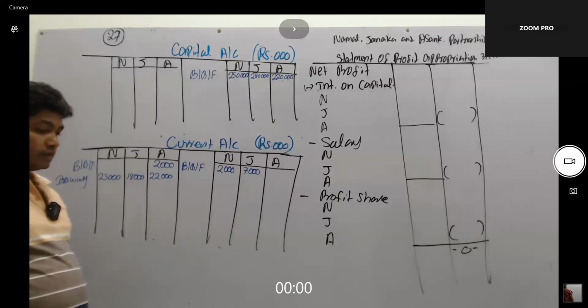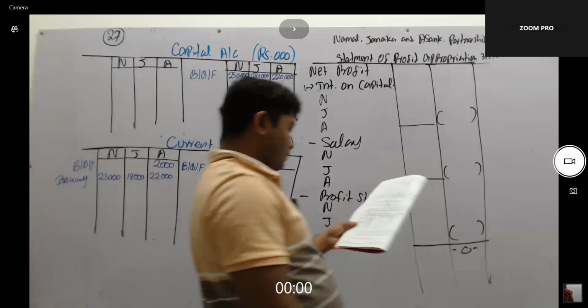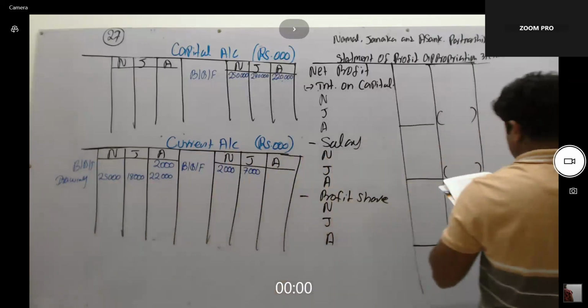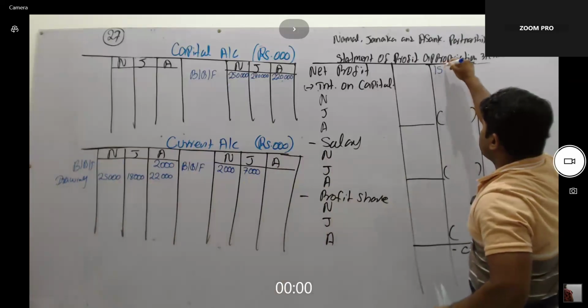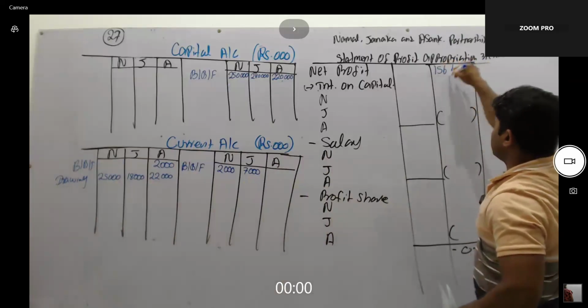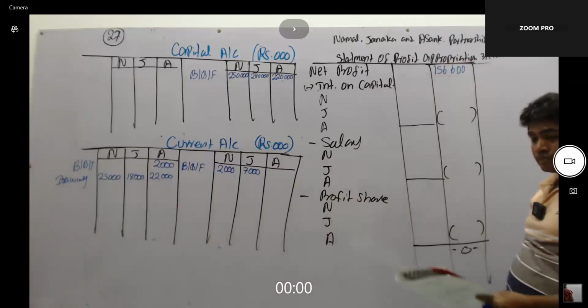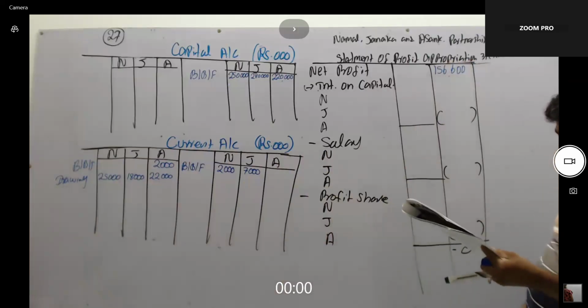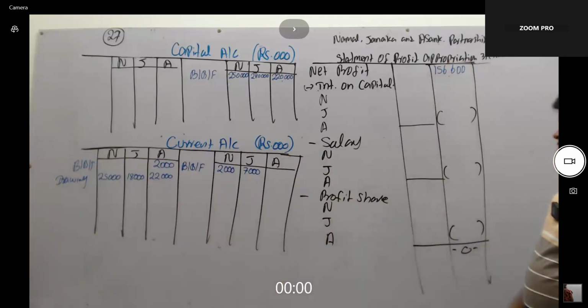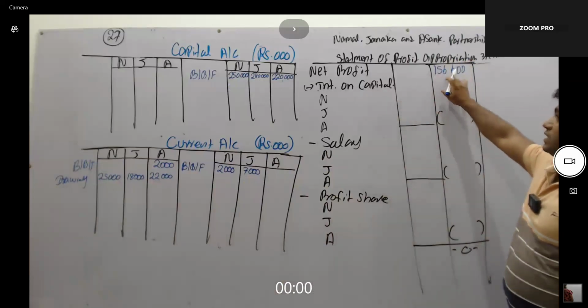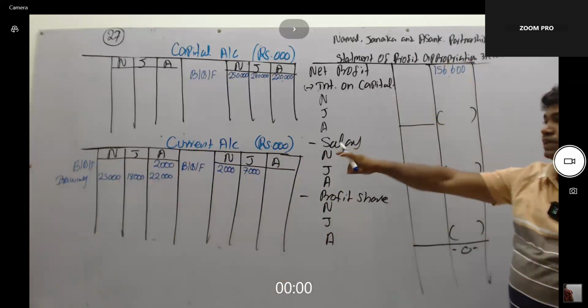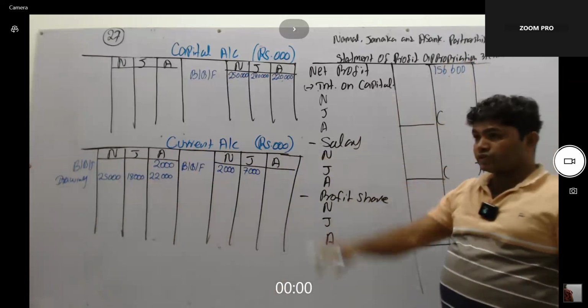There are 3 partners. Net profit is also given: 156,600. Think about profit; you have to know how to calculate it by preparing the income statement. Take the balances, net profit, capital account balance, current account balance. Think about drawings also.